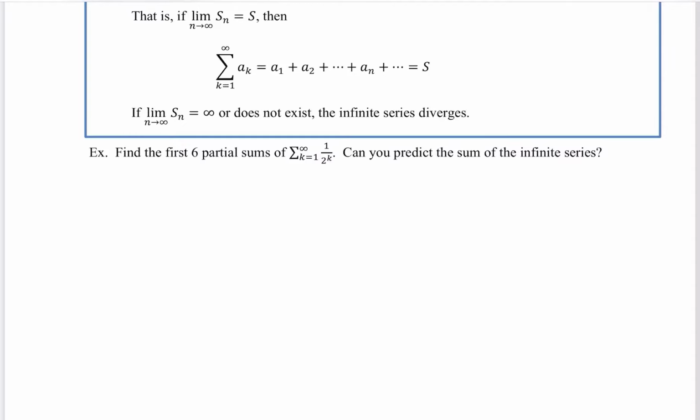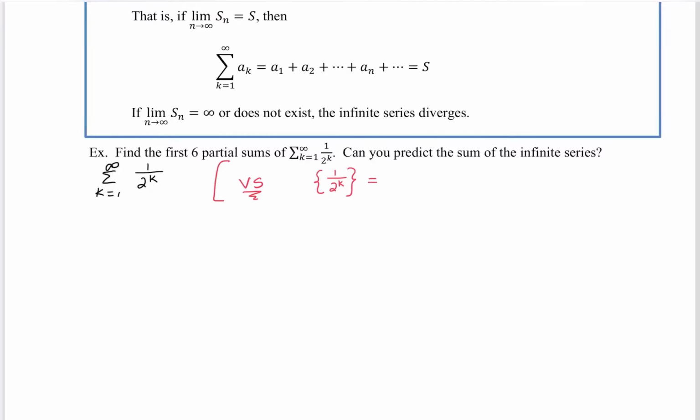So let's take a look at this first example here. We are looking at the sum as k goes from 1 to infinity of 1 over 2 to the k. The first thing I want us to notice is the difference between the series being denoted here versus the sequence. So I'm going to put this in parentheses, versus if we were back in 8.1 and we were just looking at the sequence, 1 over 2 to the k.